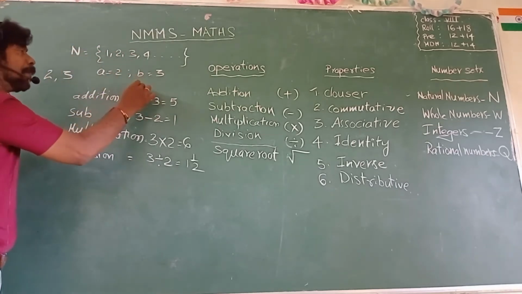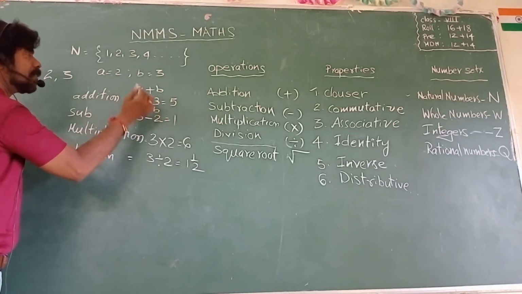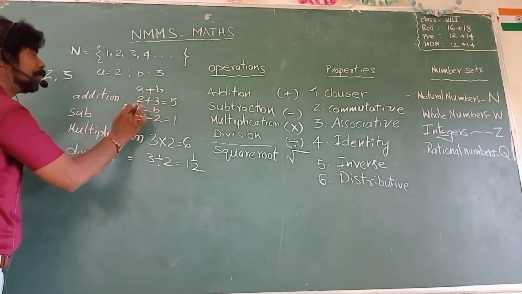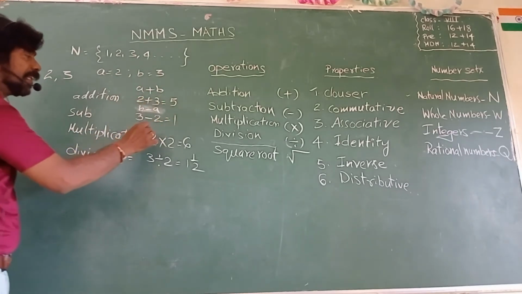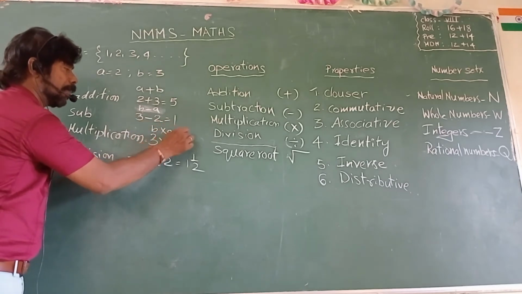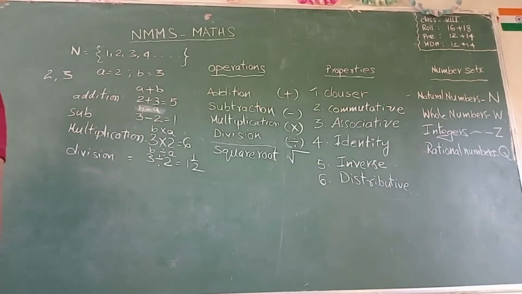So I did the operation a plus b. This is b minus a, b into a, b divided by a. Okay, understand? Any doubt?